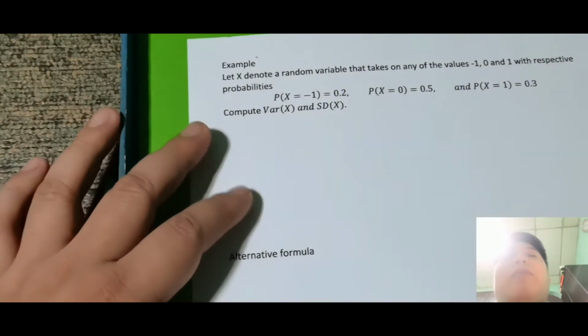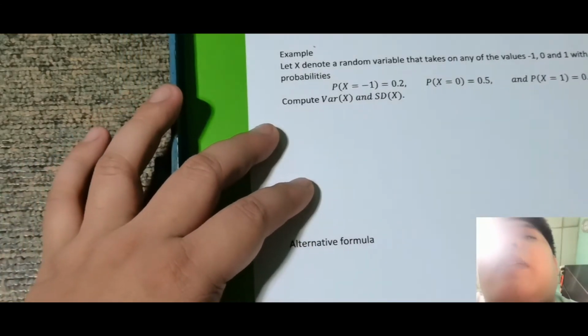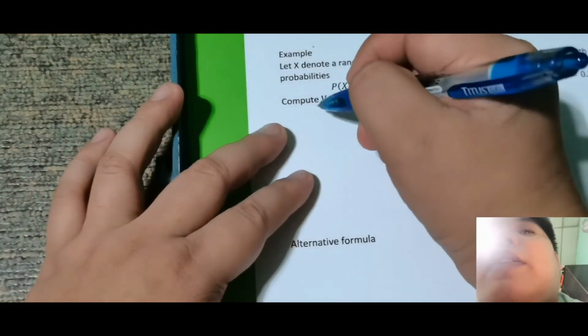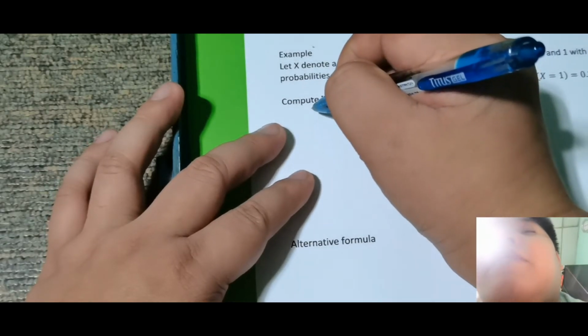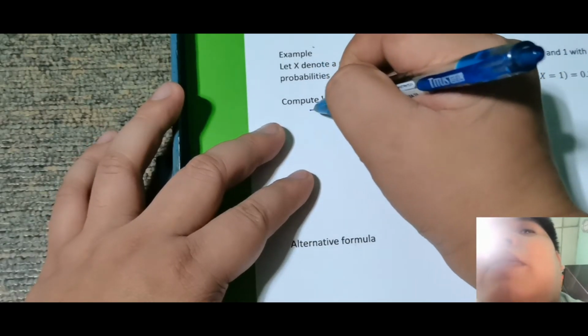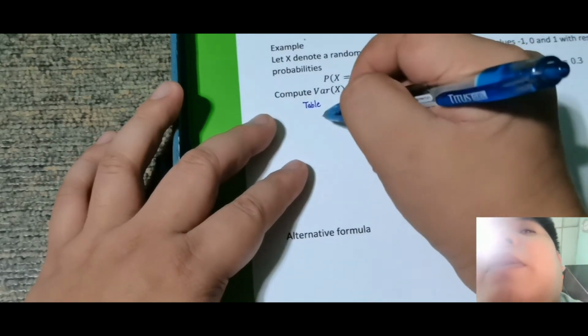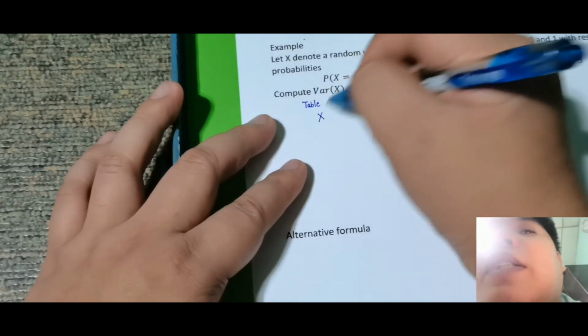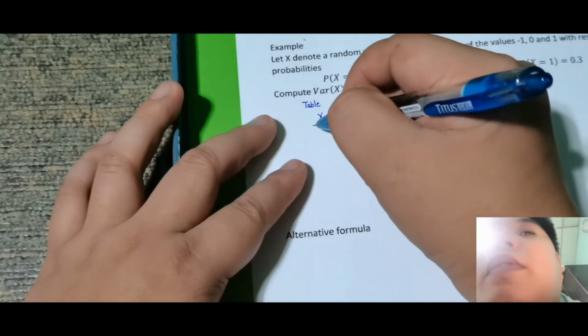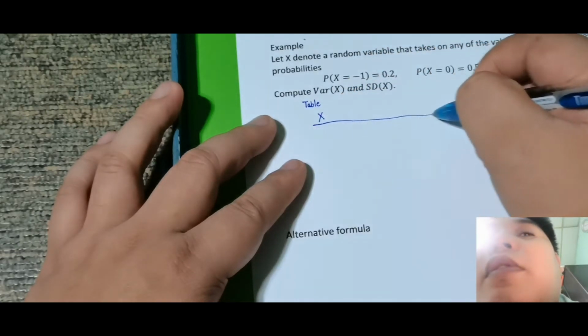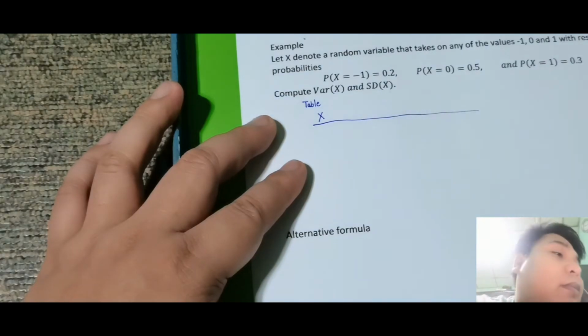So, compute for the variance of x and SD of x. So, again, compute for the variance of x. Ito yung tabular table niya. Okay, so for the table, syempre unahin natin yung mga random variable x.